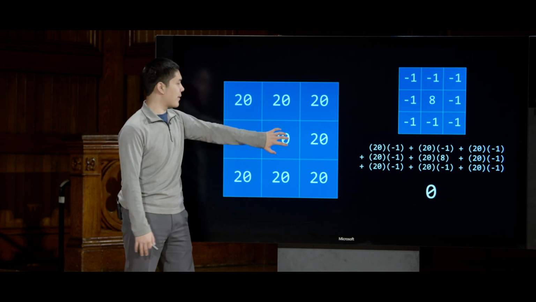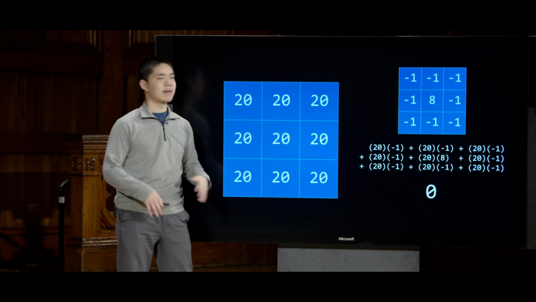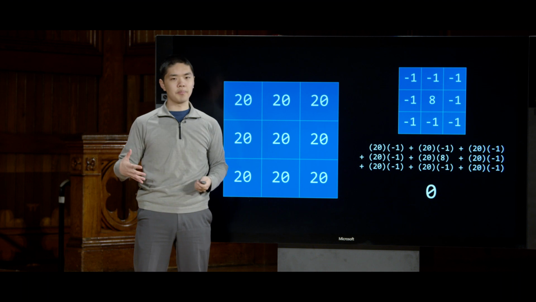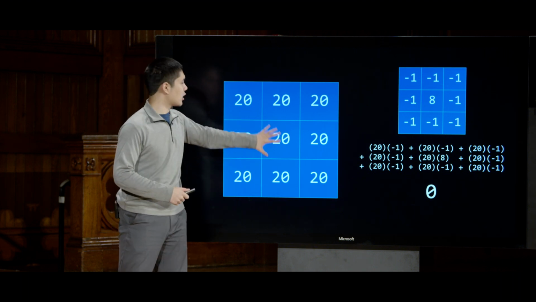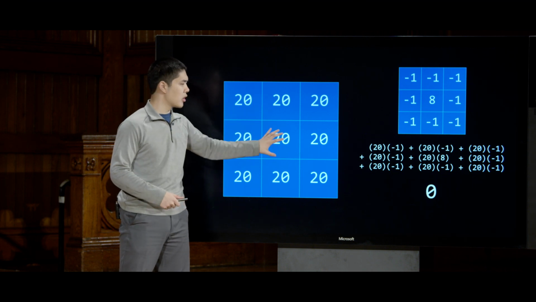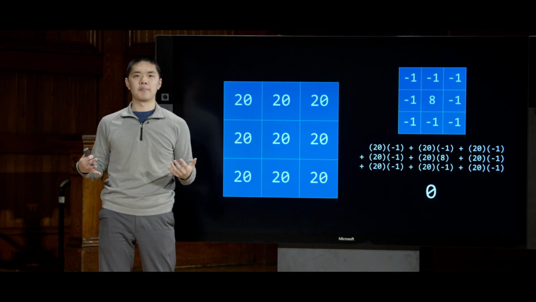You multiplied 20 by 8, but then you subtracted 20 8 times, according to that particular kernel. The result of all of that is just 0. So the takeaway here is that when a lot of the pixels are the same value, we end up getting a value close to 0.